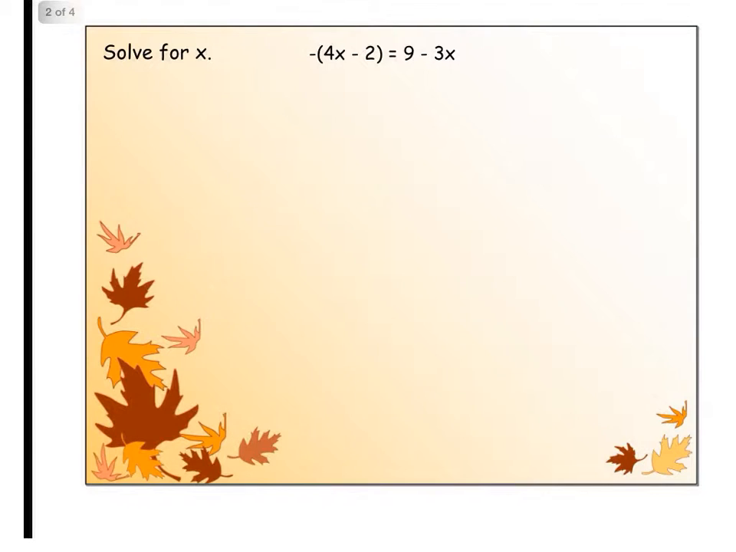Alright, so the first one tells us that we need to solve for x. If we look at what we have, a negative sign in front of our parentheses, so negative (4x minus 2) is equal to 9 minus 3x. Whenever we have those parentheses, we have to distribute whatever is outside of the parentheses through.